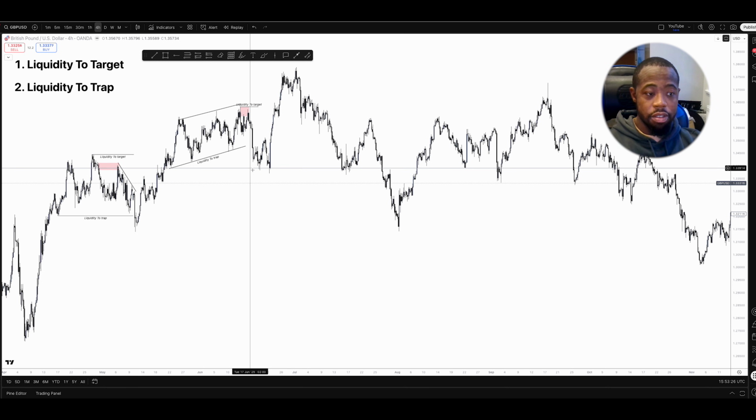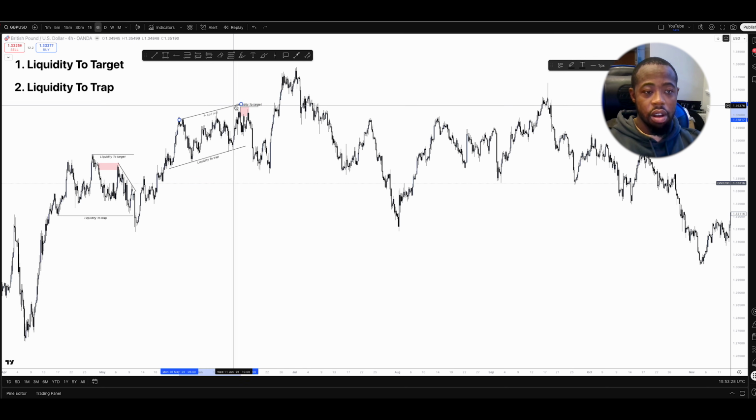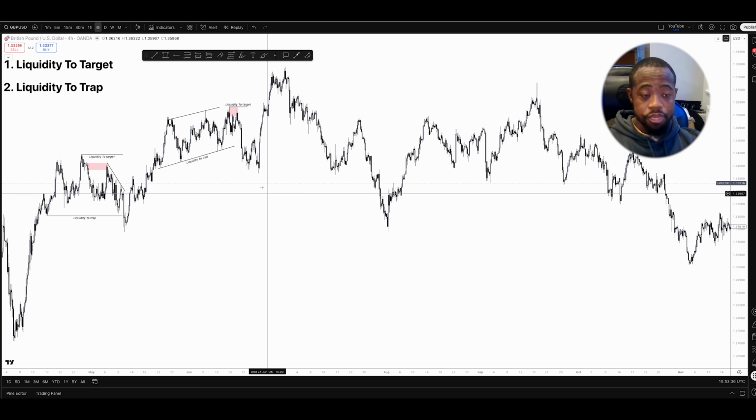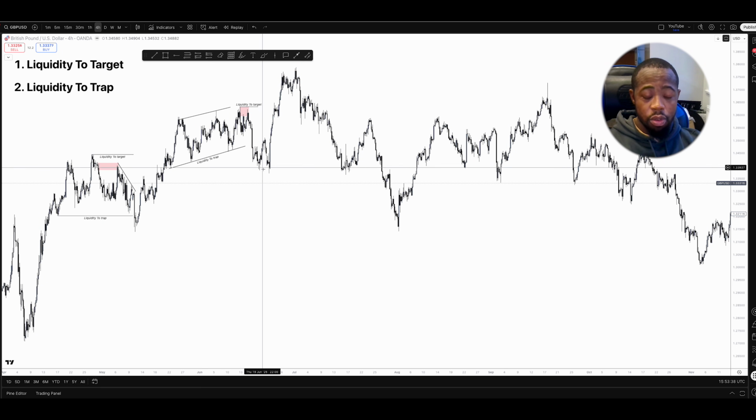So similar thing again. What do we have? Liquidity to target, liquidity to trap. On the left-hand side, liquidity to target, liquidity to trap. Okay, now let's move on. So now price has moved higher, it's taking out this liquidity here. So both sides of liquidity have now been taken here. What is price now doing?